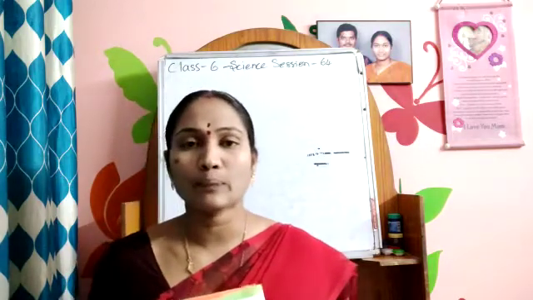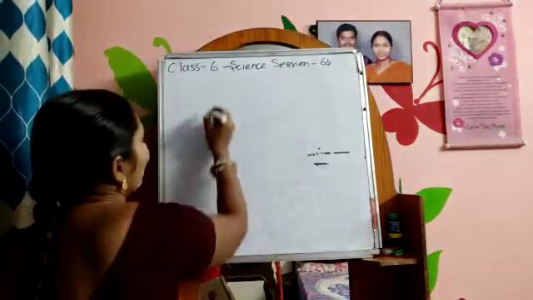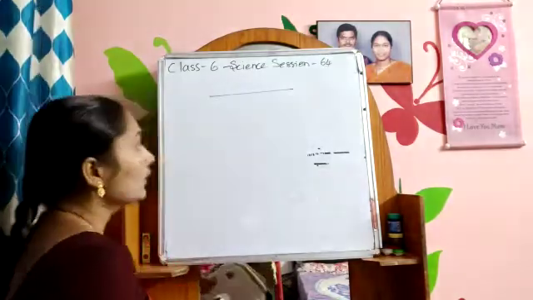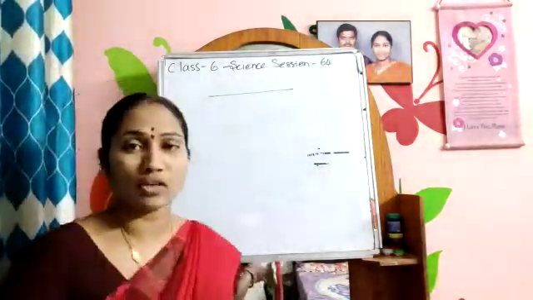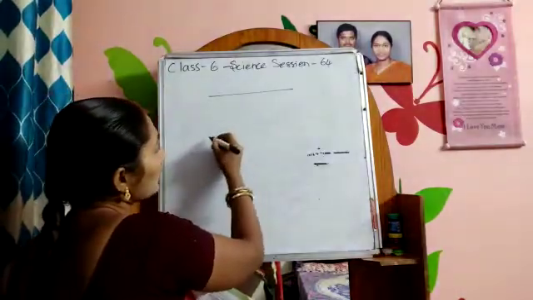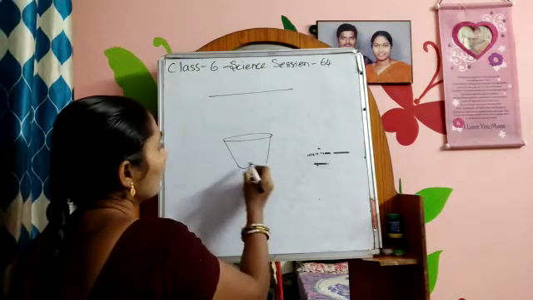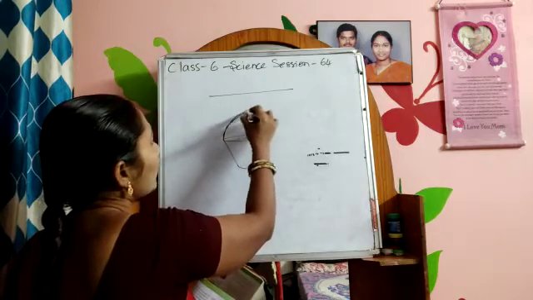If it is straight, you use the scale and measure. If you want to measure the length of a table, then you can keep the scale along the edge of the table and measure. If it is a curved path, take as an example a bucket. You have a handle, no? This is the handle of the bucket.